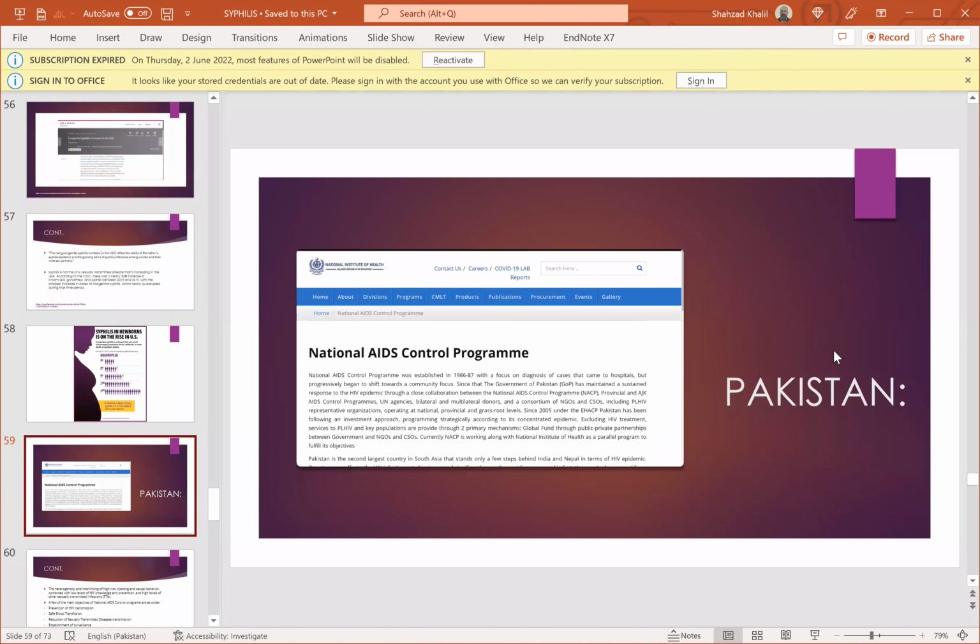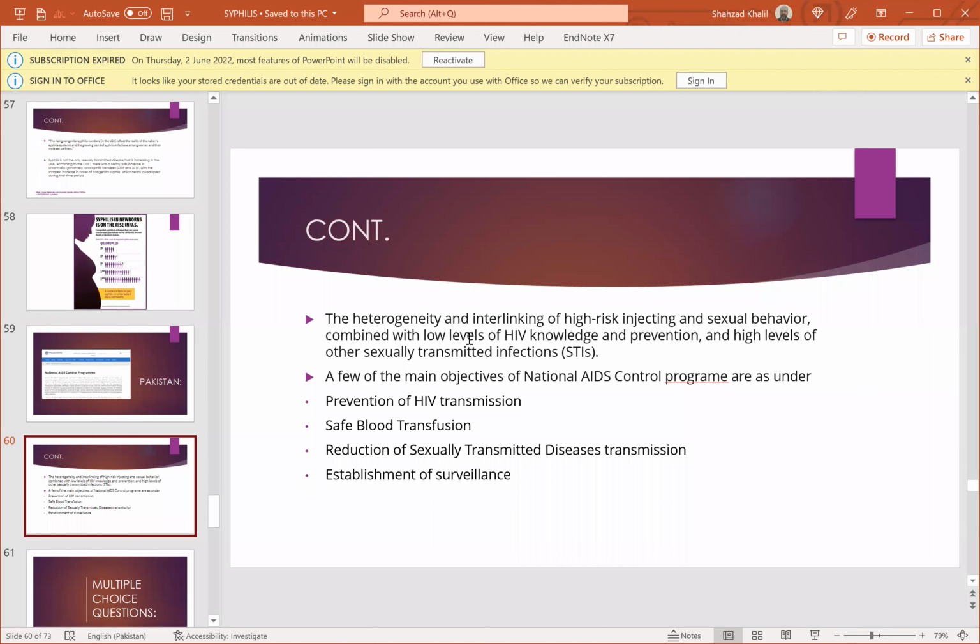In Pakistan, there is no separate data available and no special program regarding syphilis. There is a National AIDS Control Program in Pakistan, which was started in 1986-87. Given the high-risk sexual behavior combined with low levels of HIV knowledge and prevention and high levels of other sexually transmitted infections, the main objectives of the National AIDS Control Program include the prevention of HIV transmission, safe blood transfusion, reduction of sexually transmitted disease transmission, and establishment of surveillance.